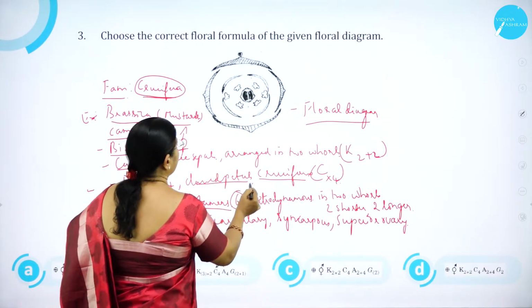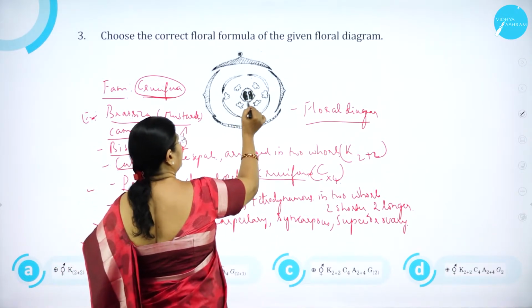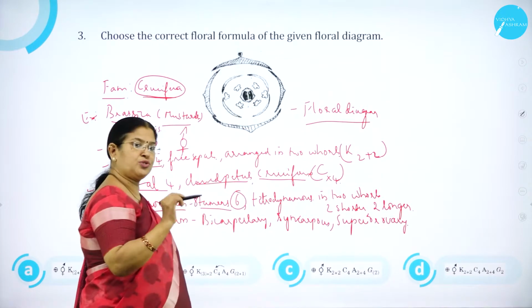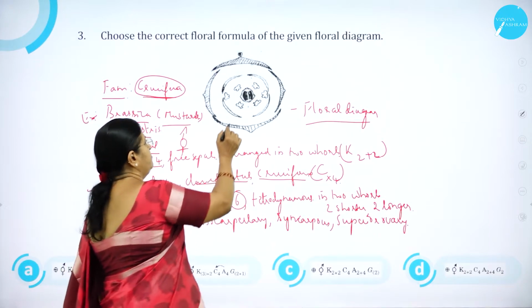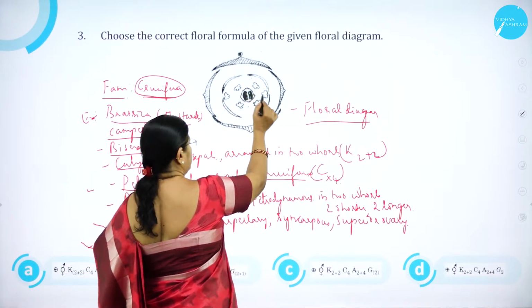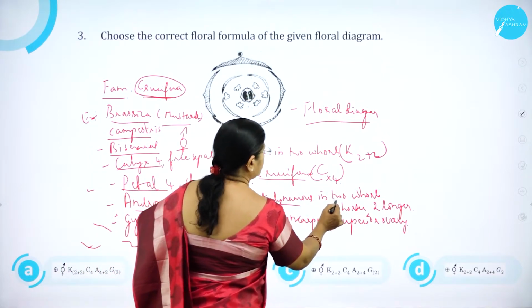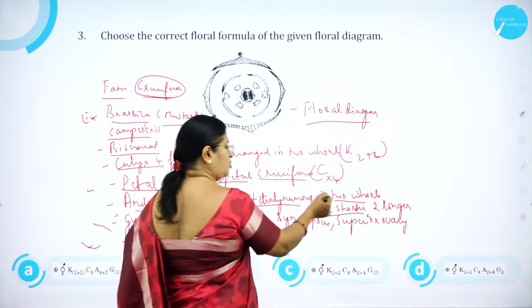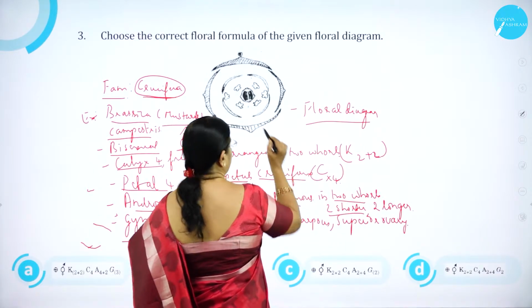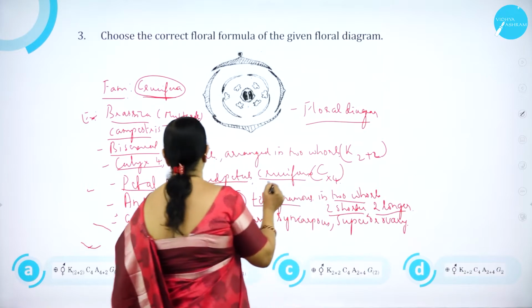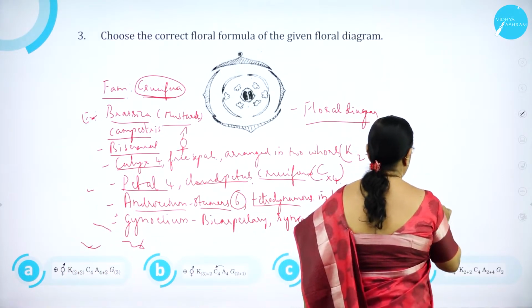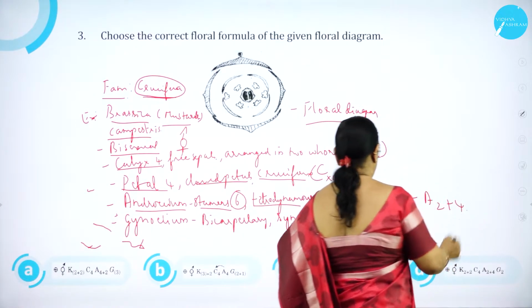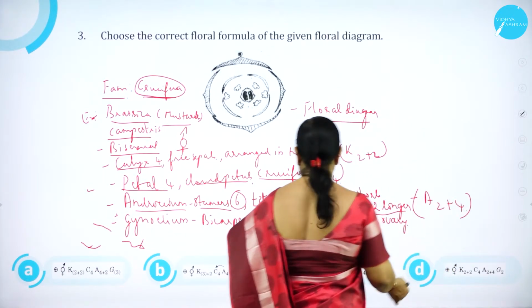Six tetradynamous. That is 2 stamens in 1 whorl and 4 stamens in 1 whorl. So tetradynamous, that is 2 whorls, 2 shorter and 4 longer. So that is androecium A2 plus 4. This is A2 plus 4.